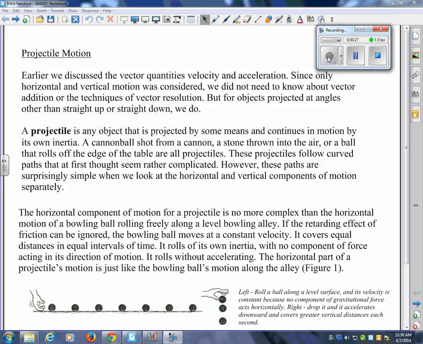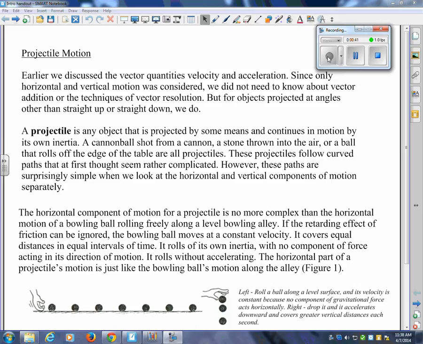Okay, so earlier we discussed the vector quantities, velocity, and acceleration. Since only horizontal and vertical motion was considered, we did not need to know about vector addition or the techniques of vector resolution. But for objects projected at angles other than straight up or straight down, we do. And you guys already know how to add vectors, so it shouldn't be a problem.